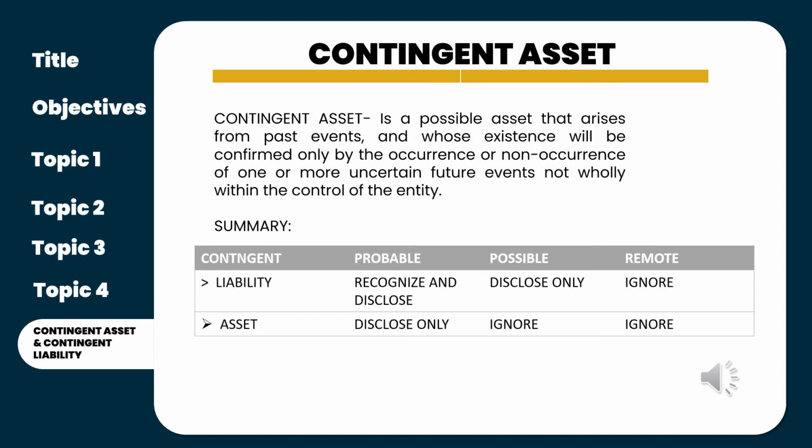Andito yung summary of the contingent liability and the contingent asset. We have the contingent liability: sa probable, it is recognized and disclosed; sa possible, disclose only; while the remote, we will ignore. While the contingent asset: in the probable, we will disclose only; in the possible, we will ignore; and sa remote, ignore natin.